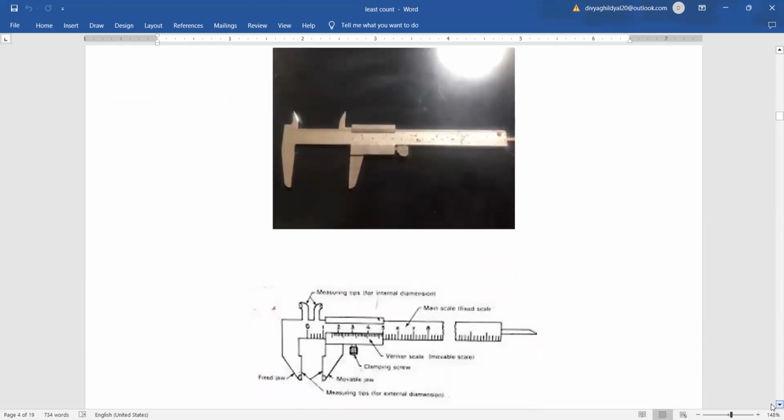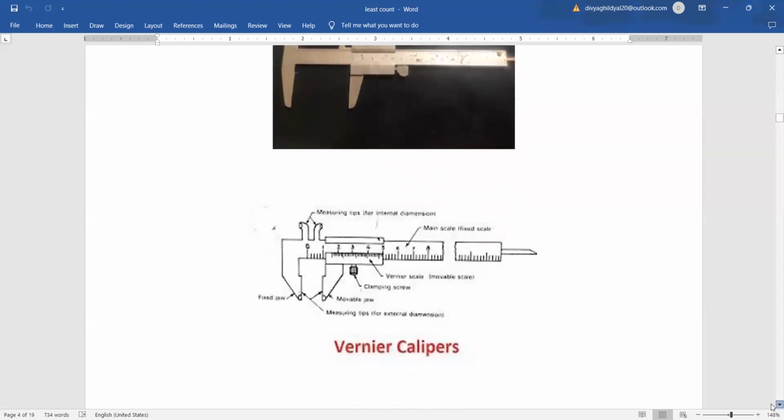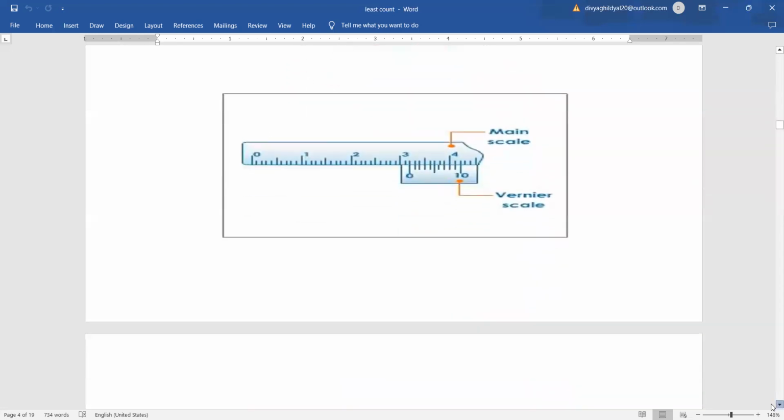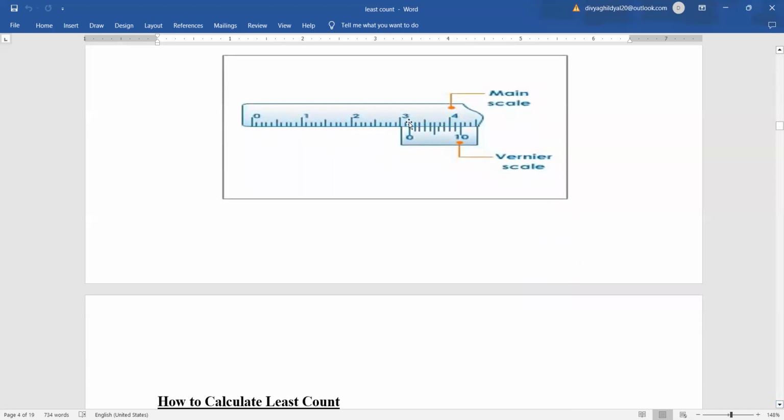Next apparatus, let us see the vernier caliper. This is how a vernier caliper looks like in the physics lab. This is the main scale. This is your vernier scale. A closer look, you can see the main scale and you can see the vernier scale. We can use it to find the diameter of a given object or anything else related to length. We just have to fit it inside this and then we find the reading.